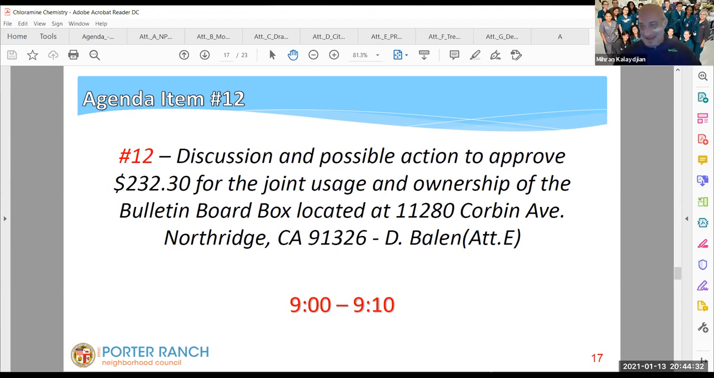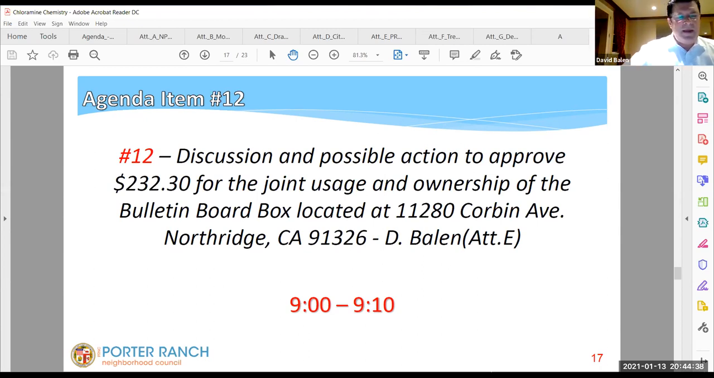All right. So there's a motion on the floor for the money. We need the box. We need to be able to put our meetings to be agendized. If not, like we've had it one time where we weren't able to utilize the box and we had to cancel the meeting. So until something better comes up, I highly recommend spending the $232.30 to jointly own the box until it falls apart like the last one did.